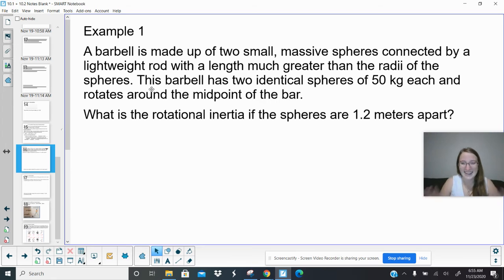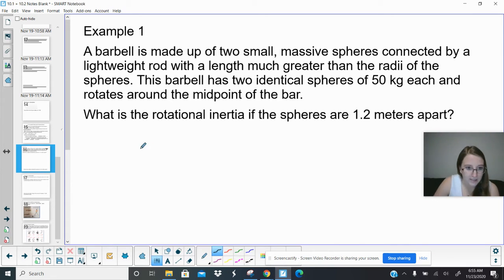I think this is what you would use. And we're calling them spheres for right now, even though sometimes they're discs. We're just going to call them spheres to make them simple. So this barbell has two identical spheres of 50 kilograms each and rotates about the midpoint of the bar.